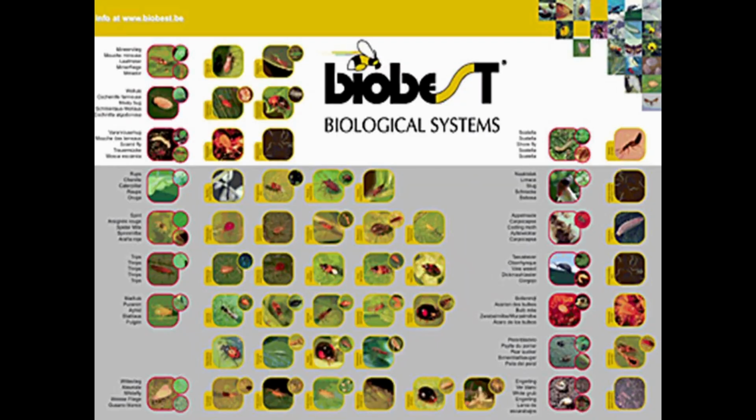There's also the option of using other types of biological systems, such as predatory insects, to eat the pests present on your plants rather than using chemicals.